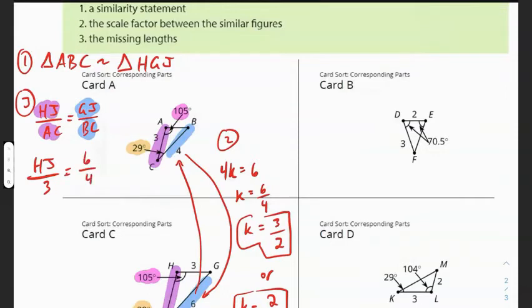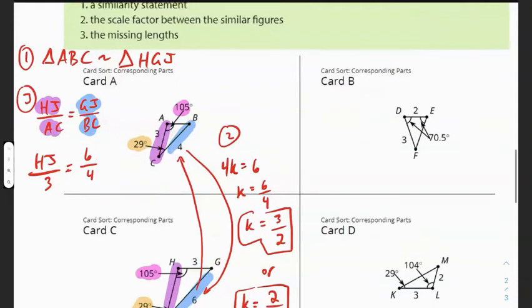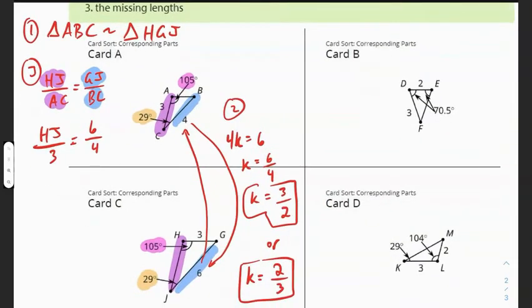Now, the reason I picked GJ and BC was because both of their values were known, which would totally help me solve for HJ. All right, cross multiply. Now we're solving for HJ. 3 times 6, right? So we got 4HJ equaling 18.